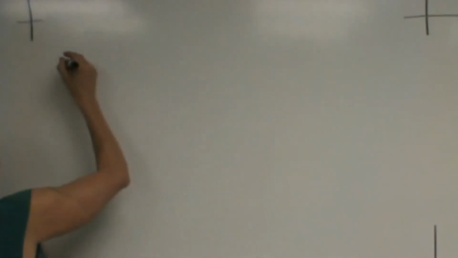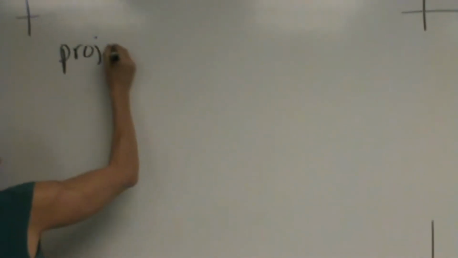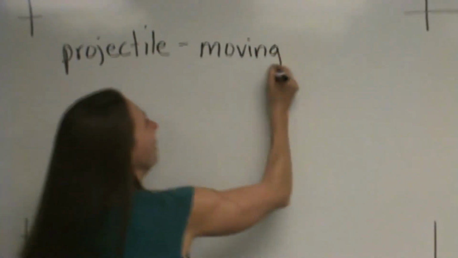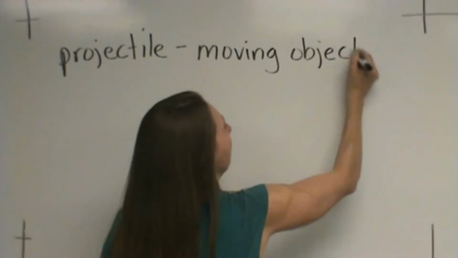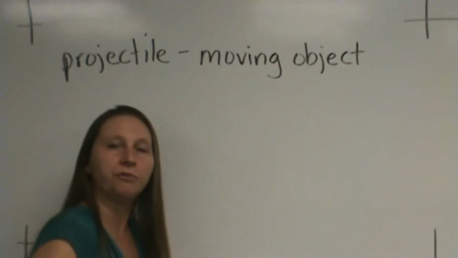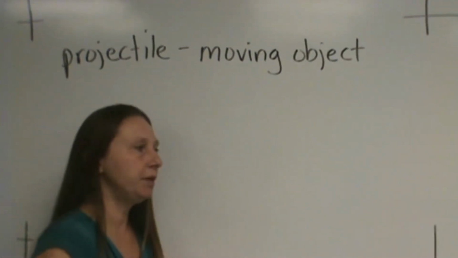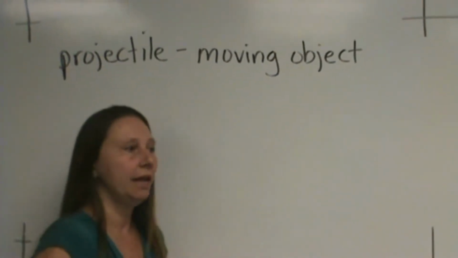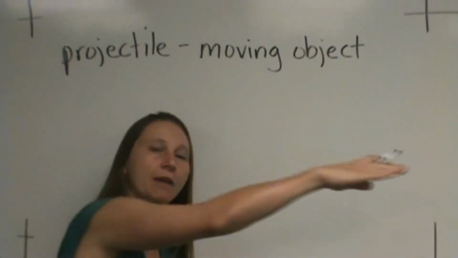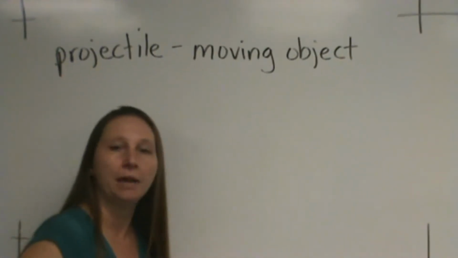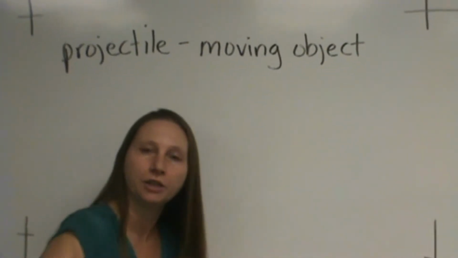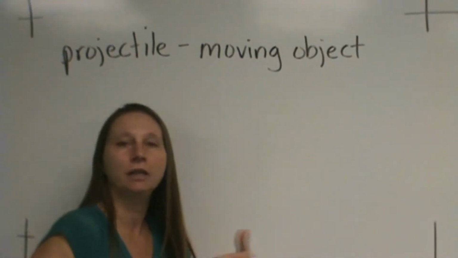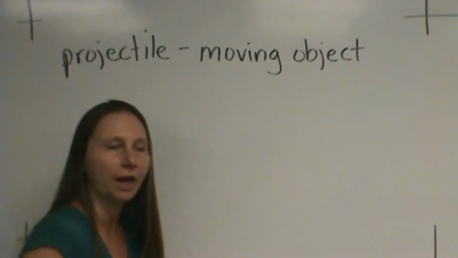The vocabulary would be projectile. A projectile is a moving object. Generally speaking, it was fired or shot. It might be a bullet, a cannonball, an arrow from a bow and arrow. It could be a car driving off of a cliff. It could be a marble rolling off the edge of a table. But once it leaves the cliff, the top of the building, the table, it becomes a projectile.